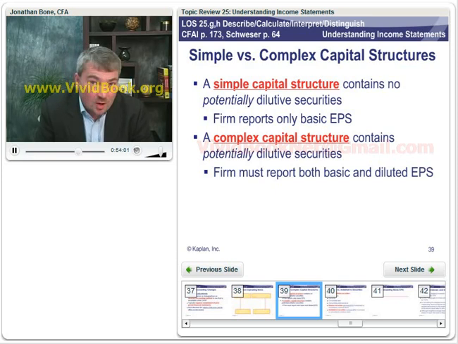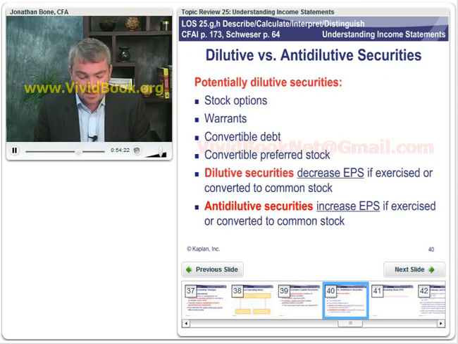If you have a complex capital structure, then you do have potentially dilutive securities, in which case, if they're deemed to be dilutive, and we'll talk about the difference between dilutive and anti-dilutive a little later, you're going to have to report both basic and diluted earnings per share. So let's have a look at some of our potentially dilutive securities.